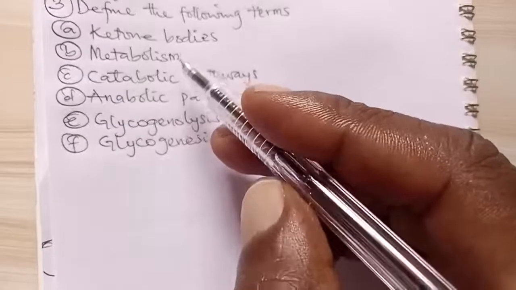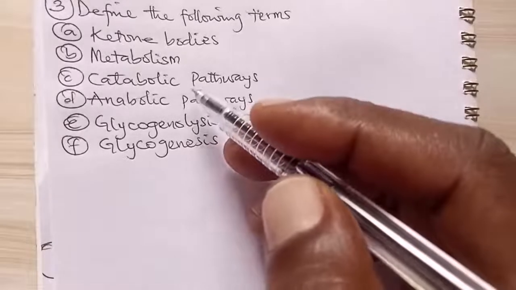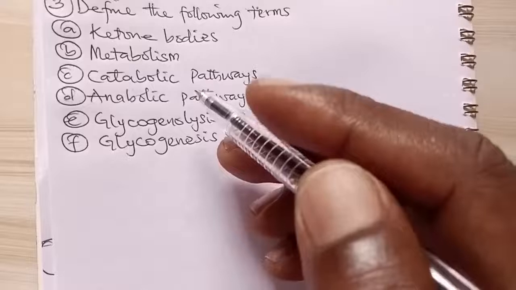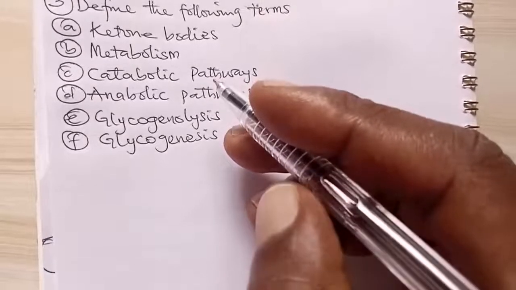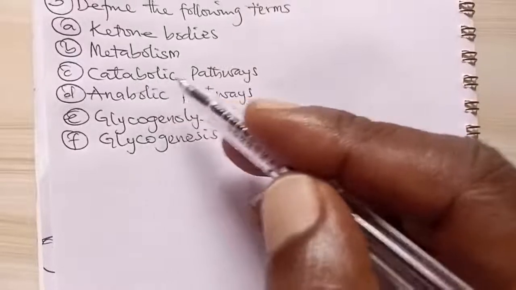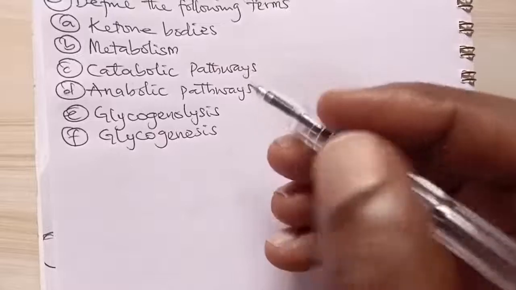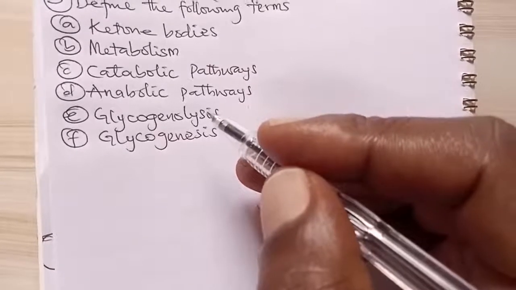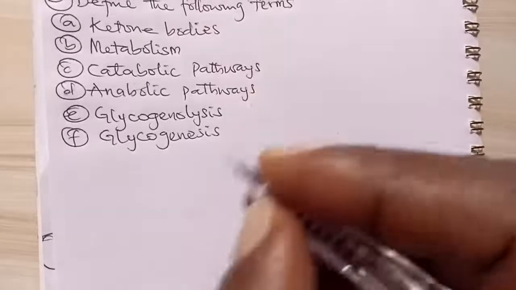The next one is metabolism. It is the sum total of all the chemical reactions within a biological system related to the management of the supply of energy to power cellular activity and the generation of molecules for cellular synthesis. The third one is catabolic pathways. This process degrades complex compounds into simpler molecules, releasing building materials and chemical energy. They are exergonic, that's energy releasing.